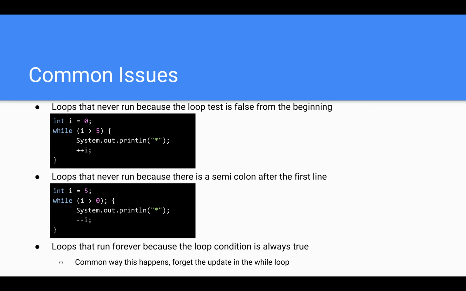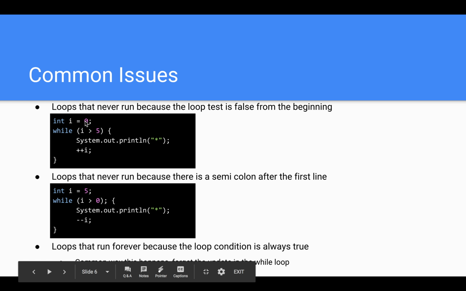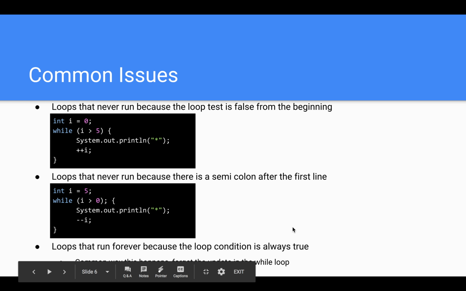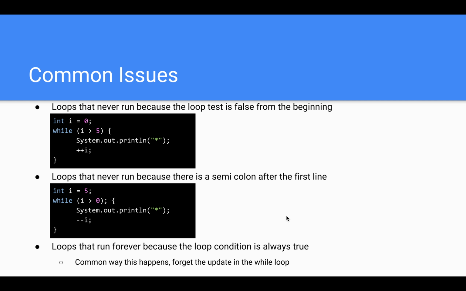Common issues. Loops that never run because the loop test is false from the beginning. So here i is 0 and the test is i greater than 5. That's never going to be true, so the loop will never run. Loops that never run because there's a semicolon after the first line. So here's a semicolon after the first line, so the loop never runs because you're cutting it off at the head. Loops that run forever because the loop condition is always true. This happens if you forget to do the update in the while loop. It's a very common issue when people first start writing while loops, so look out for it.